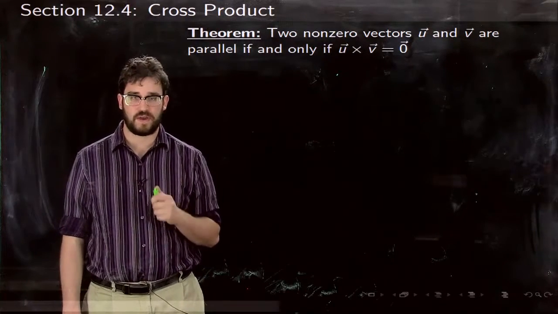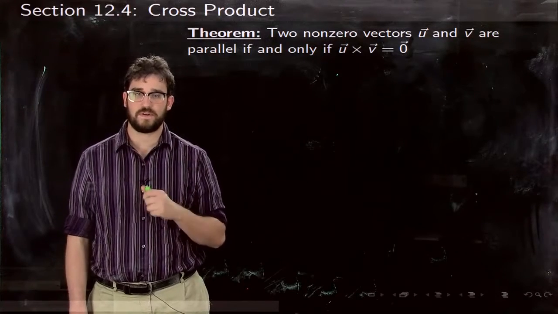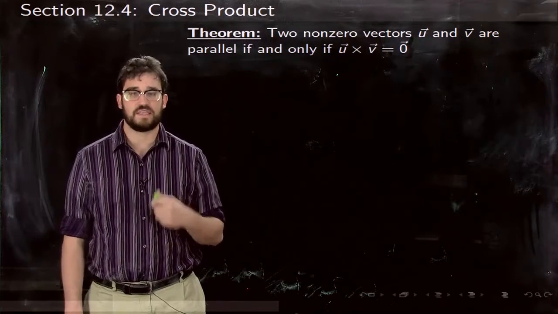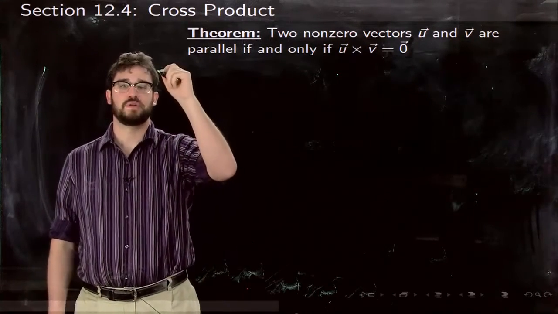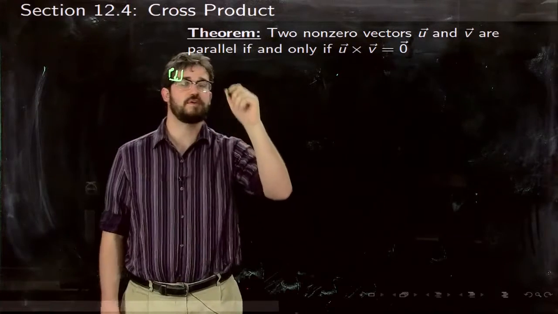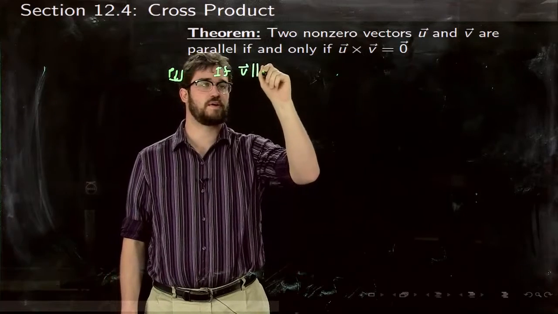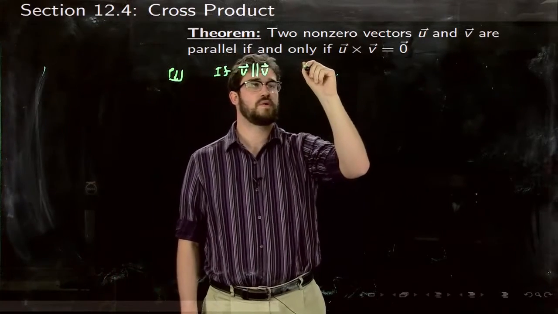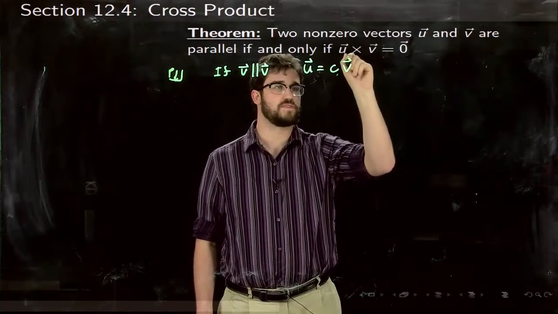Two non-zero vectors, vector u and vector v, are parallel if and only if the vector u cross the vector v is equal to the zero vector. Well, why is that true? Let's prove it. If we have that the vector u is parallel with the vector v, then we know that u is equal to a constant times the vector v.